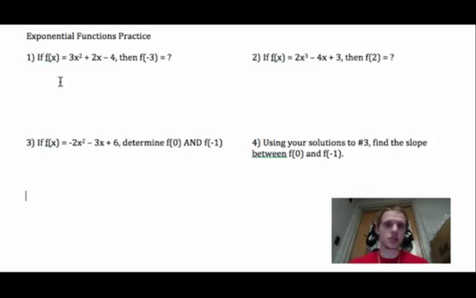This lesson is going to go over exponential functions, these practice problems that you had on the back of your notes. Hopefully you try these on your own. If you got stuck, this is the perfect place to be.